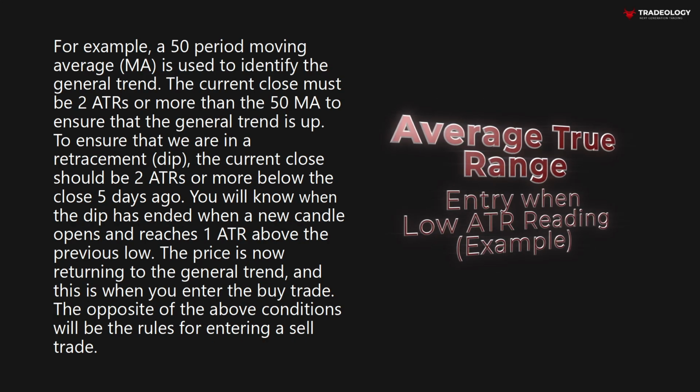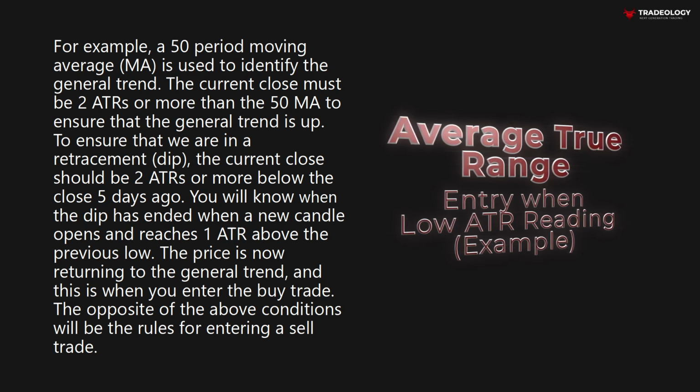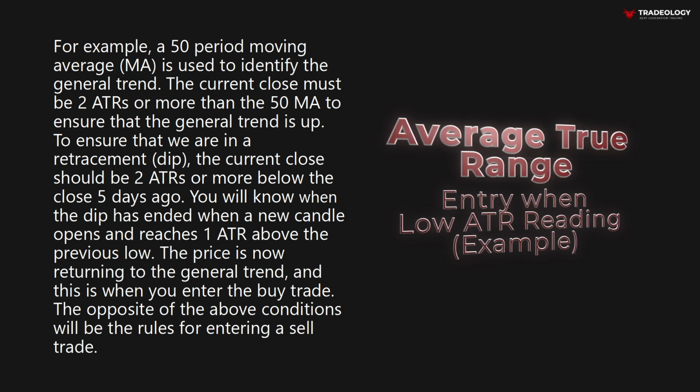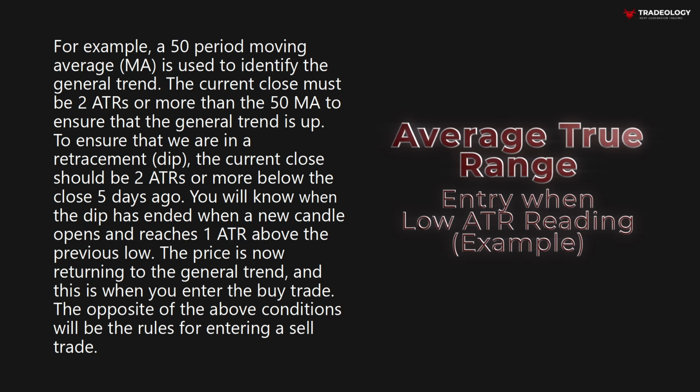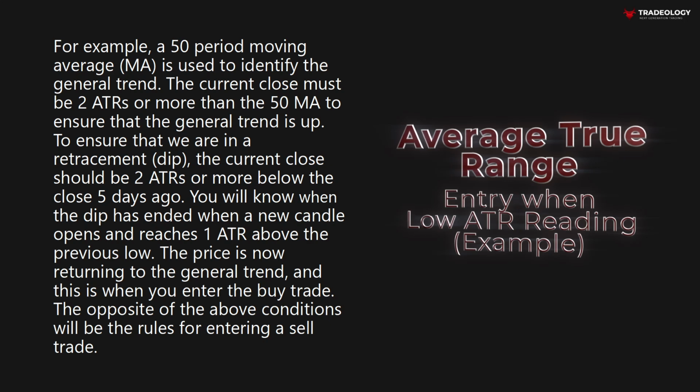For example, a 50-period moving average, or MA, is used to identify the general trend. The current close must be 2 ATRs or more above the 50 MA to ensure that the current trend is up. To ensure that we are in a retracement or dip, the current close should be 2 ATRs or more below the close 5 days ago. You will know when the dip has ended when a new candle opens and reaches 1 ATR above the previous low. The price is now returning to the general trend, and this is where you enter the buy trade. The opposite of the above conditions will be the rules for entering a sell trade.